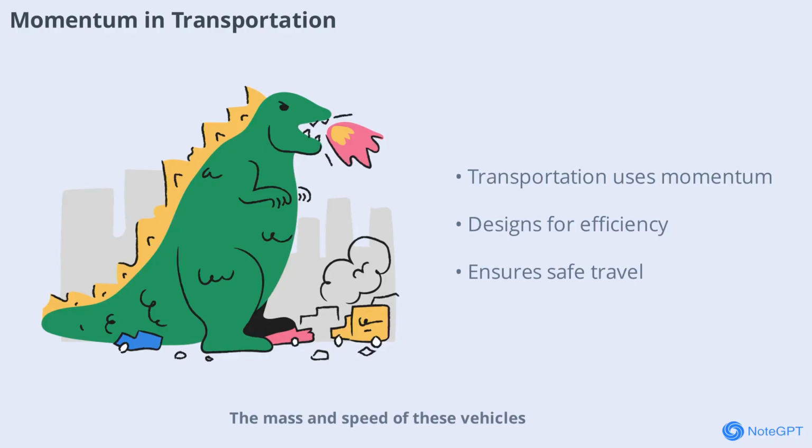The mass and speed of these vehicles determine how much energy is needed to start, stop, or change direction. Transportation engineers use momentum calculations to design safer and more efficient systems.